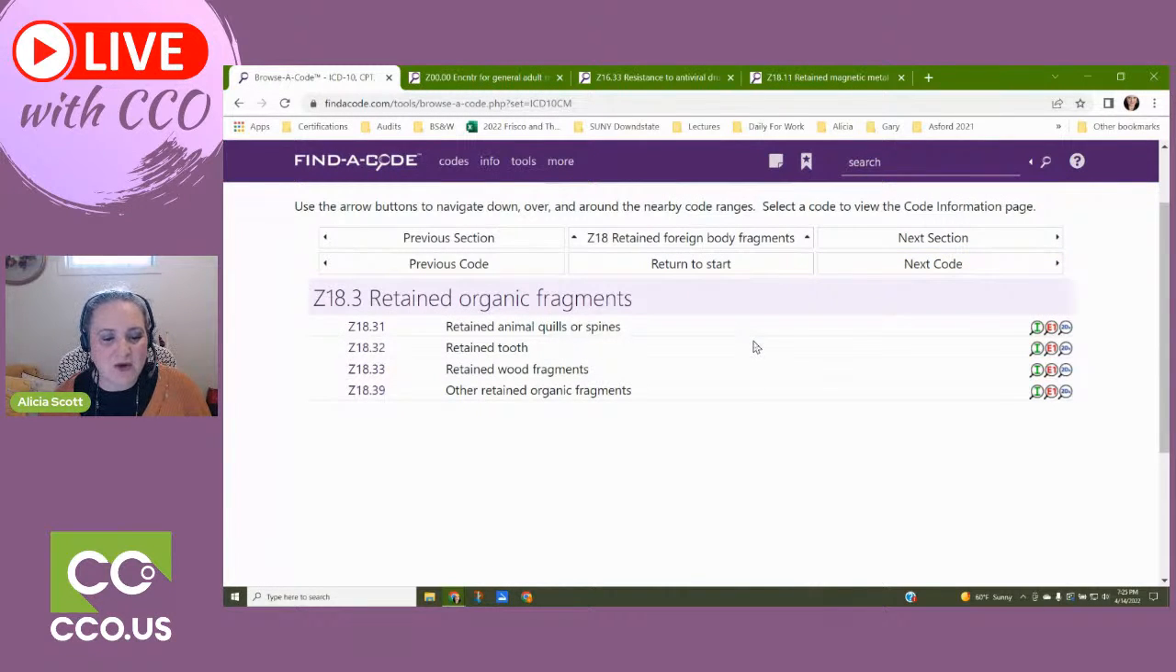Retained tooth, retained wood fragments, and other retained organic fragments. Now, the reason it's good to go through these is to get a better idea about them and what's possible. You may not have realized there's a difference between retained wood fragments or other retained organic fragments. I would think wood is organic, but there are other organic fragments or things that could be left in the body. Retained tooth, that's a good one. I like that one too.